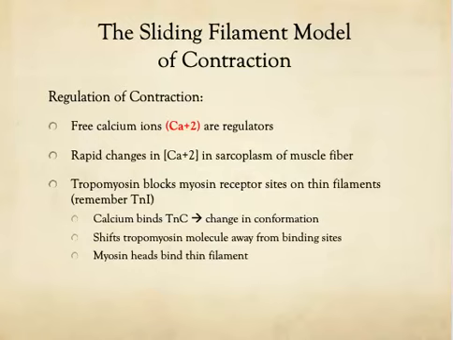Now that we've talked through the step-by-step process of the sliding filament model of contraction, we need to think about what initiates contraction and what stops it once it's finished. We need to talk about how contraction is regulated. And it's regulated through free calcium ions. It's rapid changes in the concentration of calcium around the sarcomere that's going to control muscle contraction.